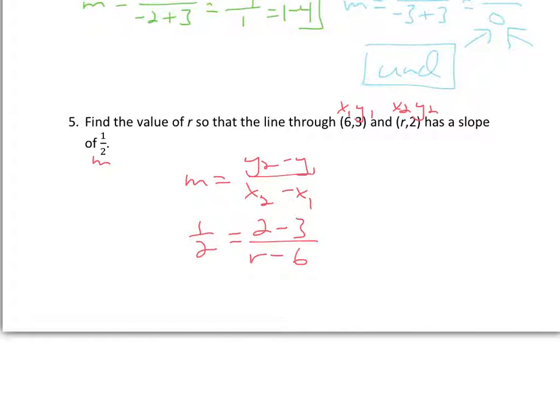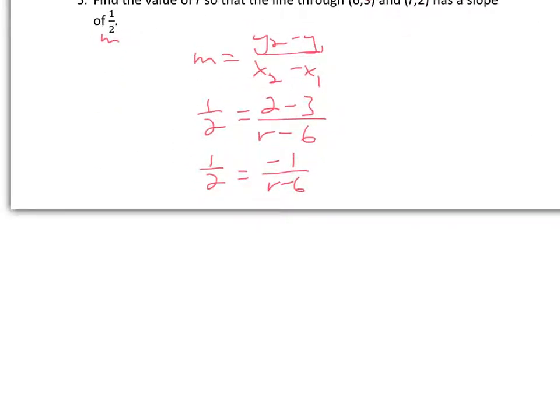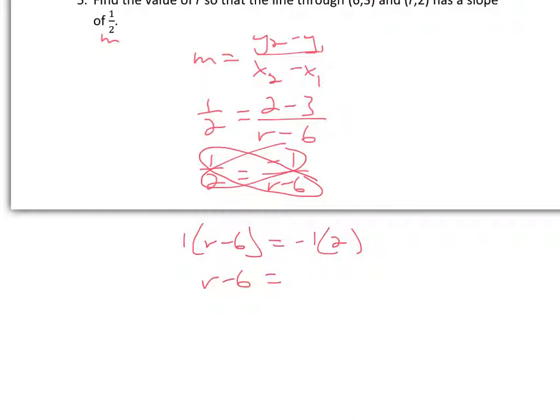Okay, let's simplify this a little bit. So we've got 1/2 equals -1 over r minus 6. Now we've seen problems like this before back in chapter 2 when we did proportions. So remember for all proportions you cross multiply. So we've got 1 times r minus 6 equals -1 times 2. So 1 times r minus 6 is just r minus 6, and -1 times 2 is -2. So we have to add 6 to both sides to find r, and we get r equals 4. That's it.